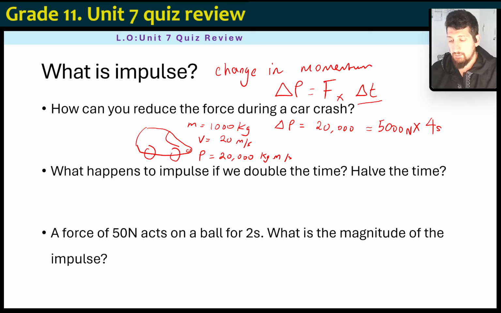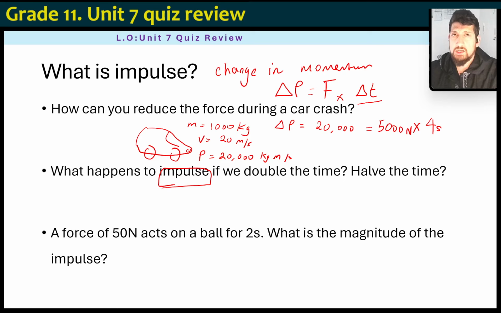Simple as that, okay? So what happens to the impulse if we double the time or halve the time? The impulse remains the same. I want you to know that. The impulse remains the same because that's a change in momentum. But what changes is the force. If a car that is 2,000 kilograms and is moving at 2 meters per second hits a wall, the change in momentum is going to be 4,000. There's nothing much anyone can do about it. The impulse or the change in momentum is going to be the same.